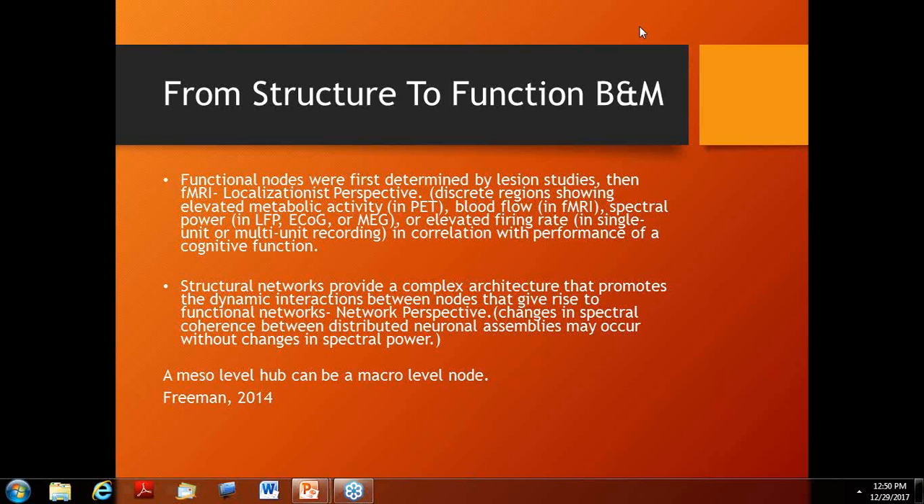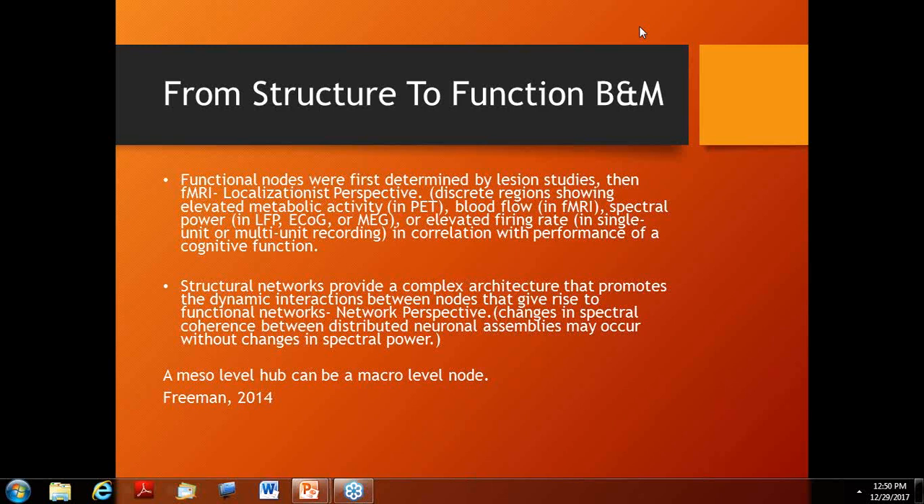And we'll keep building that theme, and the theme of the fact that network complexity, that you may have a hub or a node, or you may be able to identify 6 or 10 of them, but what about the hundreds, perhaps thousands of others feeding into them? And how are they behaving? So structural networks provide a complex architecture that provides the dynamic interaction between nodes that give rise to functional networks.